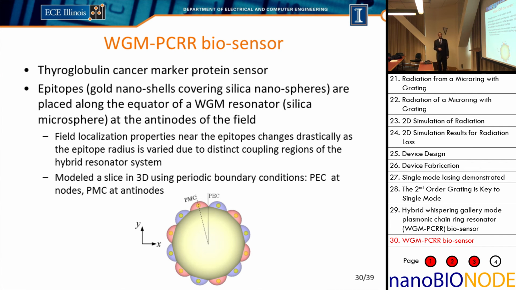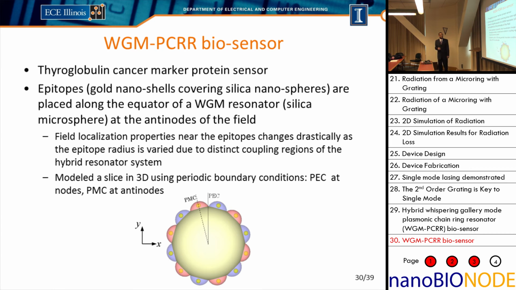And in order to simulate the structure very efficiently, so this structure is about 30 micron radius, we want to simulate using the symmetry that exists in the problem. So we're going to put perfect electric conductors at the nodes and perfect magnetic conductors at the antinodes and use periodic boundary conditions to essentially solve for the entire structure. So the field is localized near the epitope. If I change the epitope radius slightly, then I can get distinct coupling regions in this hybrid resonator system.